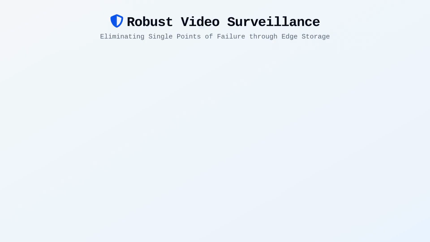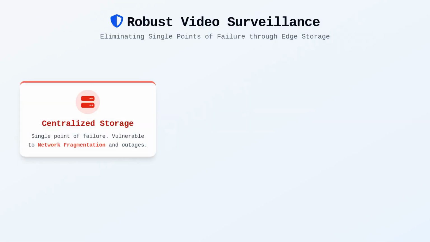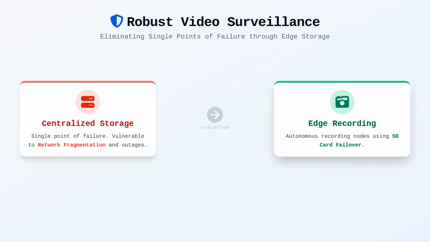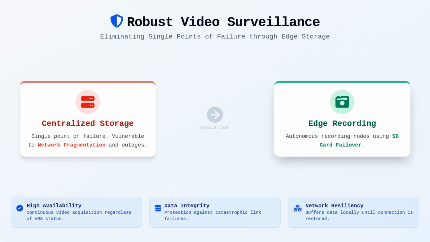However, relying solely on a single point of failure within our recording servers introduces significant risk, particularly when the network infrastructure remains vulnerable to fragmentation or complete outages. Decentralized recording, specifically through the use of edge storage on the camera itself, transforms a standard surveillance device into an autonomous recording node. By utilizing an SD card inside the camera chassis, we create a failover buffer that ensures continuous video acquisition regardless of the status of the central video management system or the local area network. This architecture is fundamental to building high-availability systems where data integrity is paramount, even in the face of catastrophic link failures.